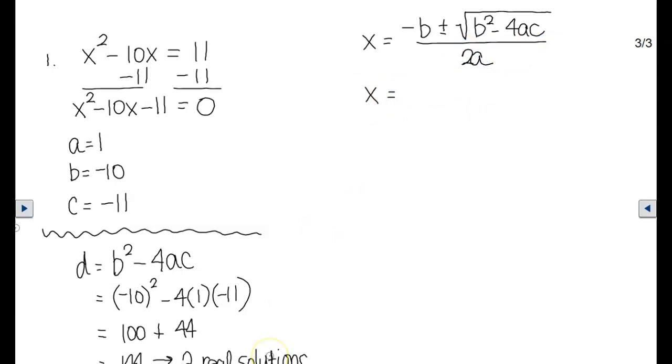All right, so you all know with formulas, the trick is to plug the numbers in to the right places. So here we go. First, we see the opposite of B. My B is a negative 10, so when I do the opposite of B, that's going to be a positive 10. Then I have plus or minus the square root of B squared minus 4AC. B squared minus 4AC is the discriminant. I've already done that work over here, so I know that that's going to be 144. And then all of that is over 2 times A, which is 2 times 1.